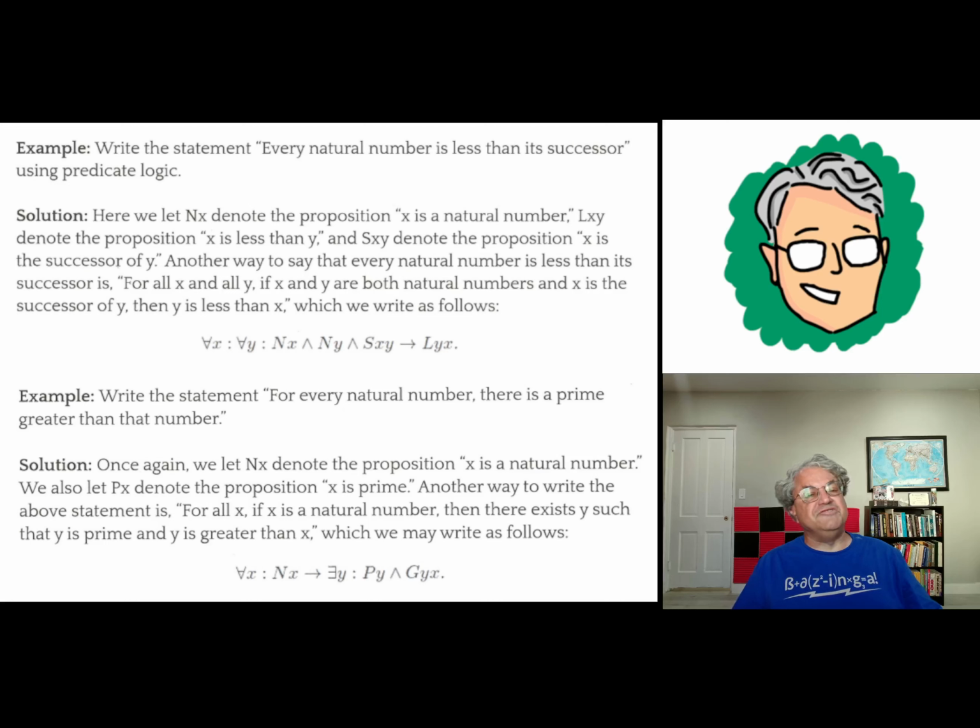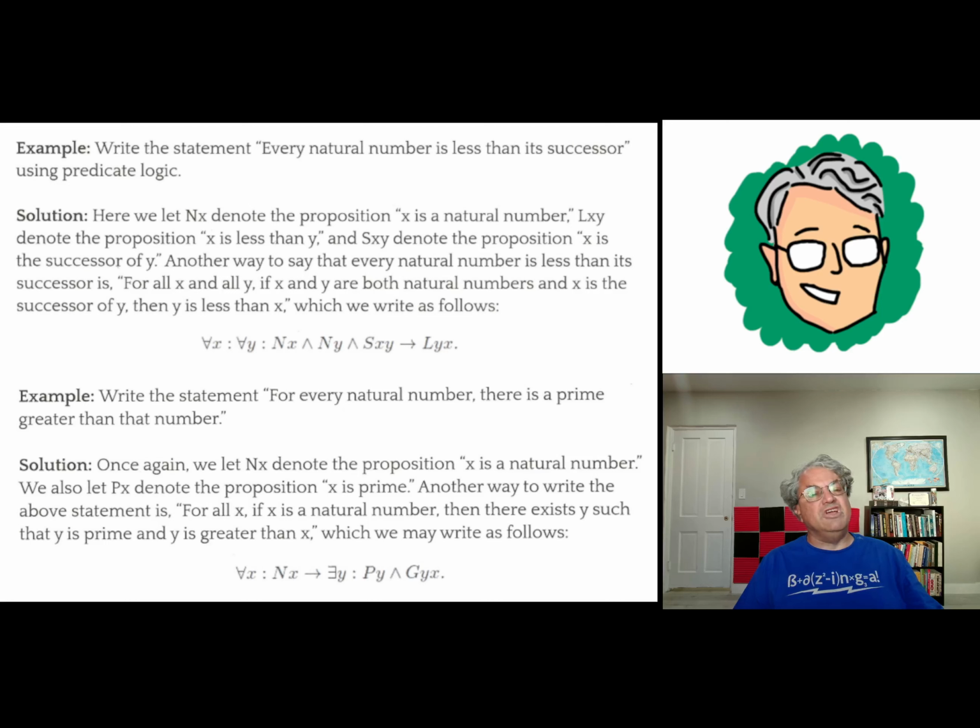Y has to be the successor of x. And the way we write that is we write capital S, small x, small y. That's just a fancy way of saying x is the successor of y. So the successorship is another predicate, and this has two variables, two arguments, if you like. And remember, the way we're doing predicate logic, we put all the arguments to the right of our predicate. So we write that as capital S, small x, small y.